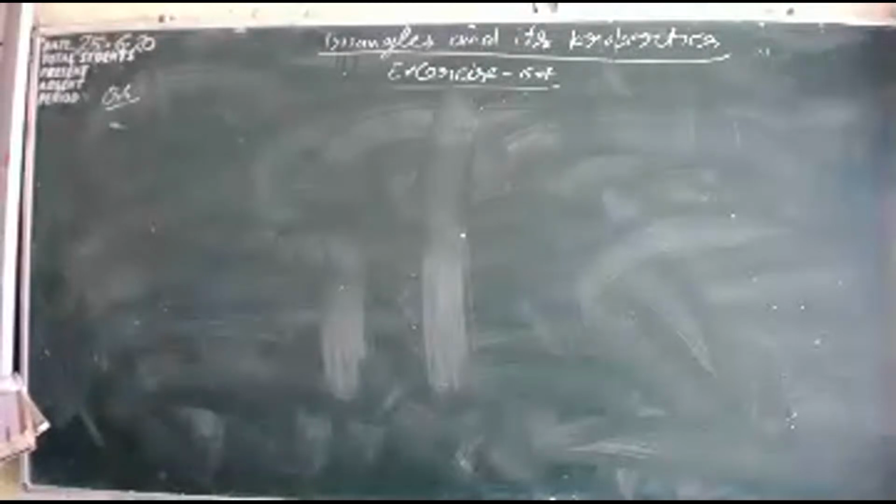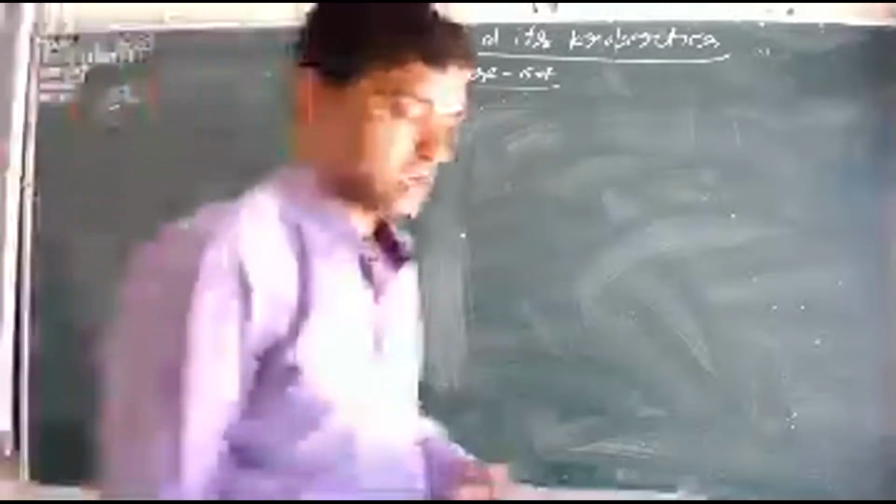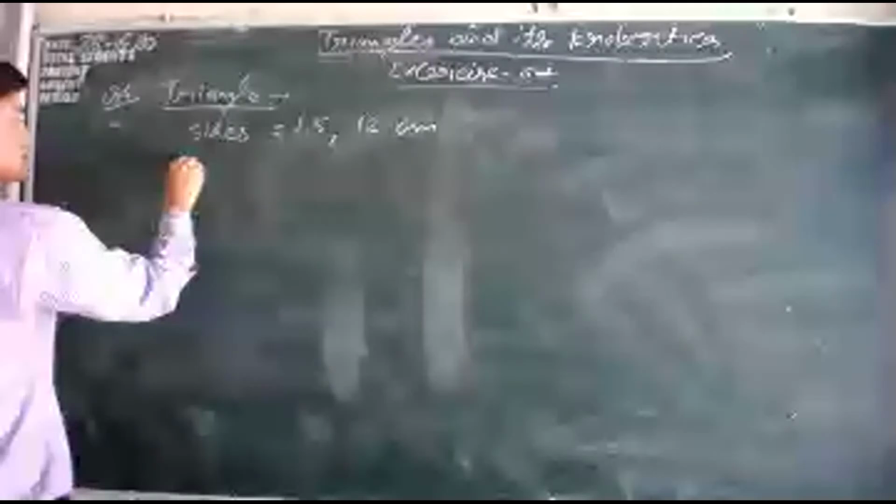The lengths of two sides of a triangle are 12 cm and 15 cm. Between what two measures should the length of the third side fall? We have a triangle, and in this triangle we have two sides, 15 cm and 12 cm, and we have to guess the third side.